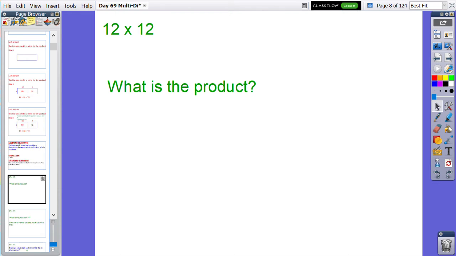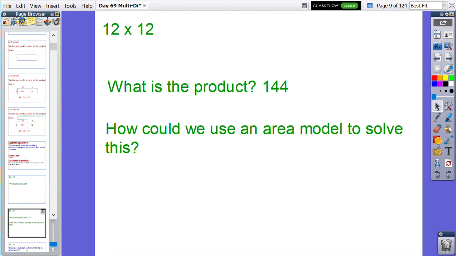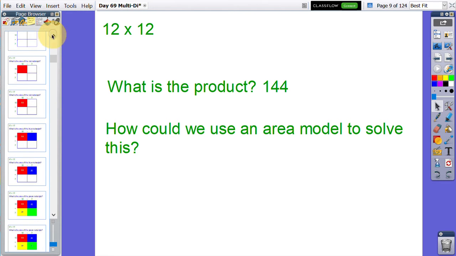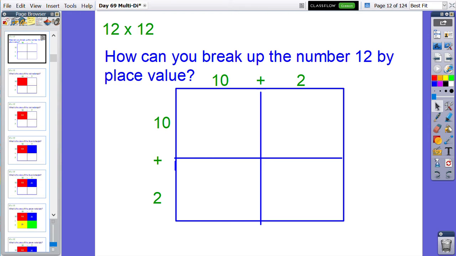Okay, what is the product of 12 times 12? Yeah, it's 144. How can we use an area model to solve this? Okay, so we are going to take our two numbers, 12 and 12, and we're going to decompose them. We're going to look at the digits. 1 is in the tens place, so that 1 is actually worth 10, and 2 is in the ones place, so that is 2. So 12 is actually 10 plus 2. Same with the other one, 10 plus 2.